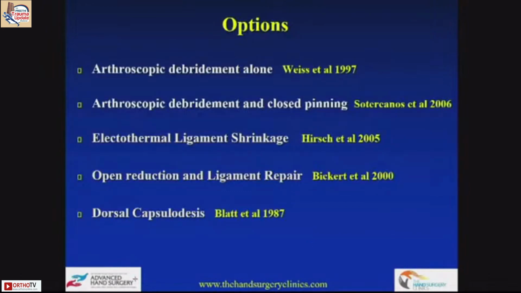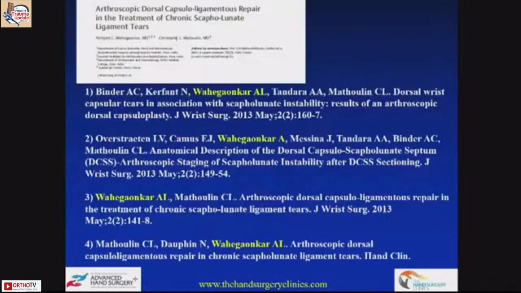There are a myriad of options available in the literature, right from arthroscopic to open, and from simple thermal shrinkage and pinning to complex reparative and reconstructive procedures. What we do in our practice for all dynamic instability patterns is the ADCLR procedure, that is the arthroscopic dorsal capsuloligamentous repair surgery.